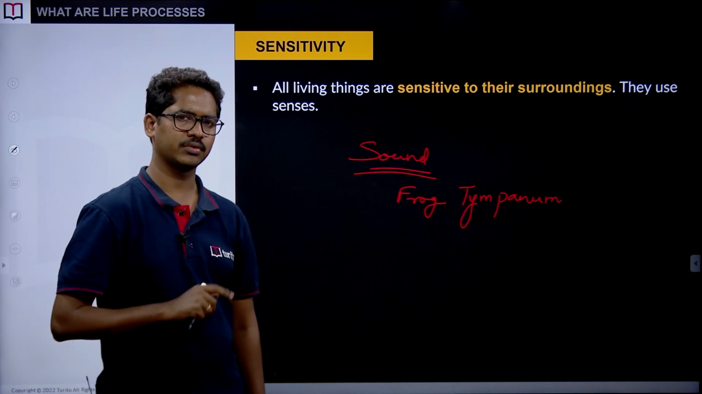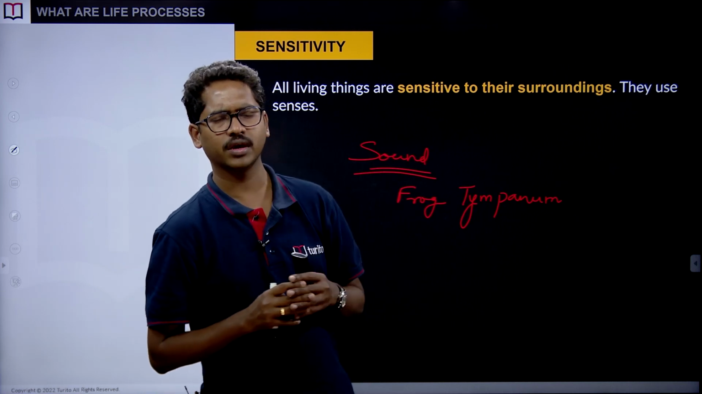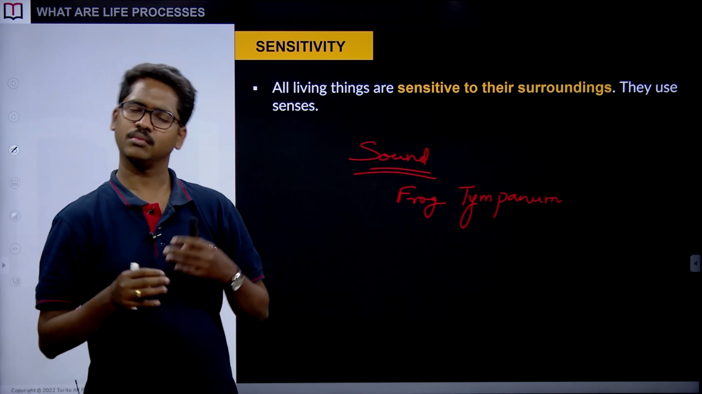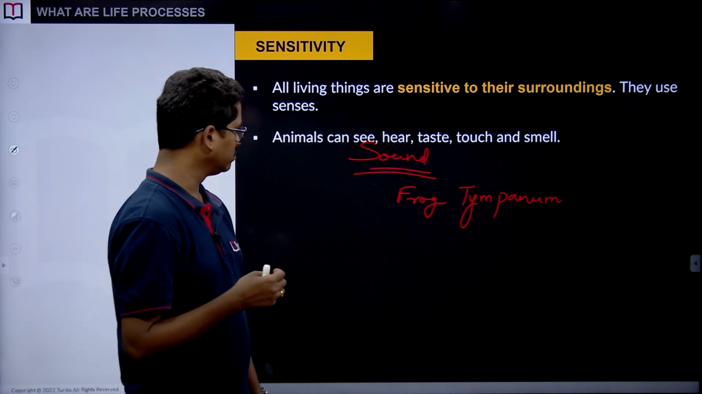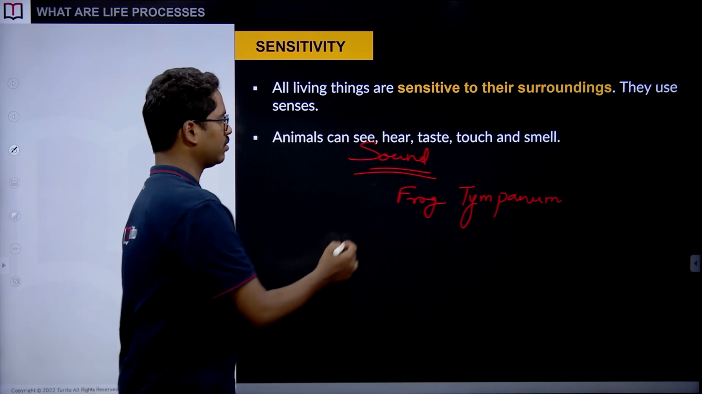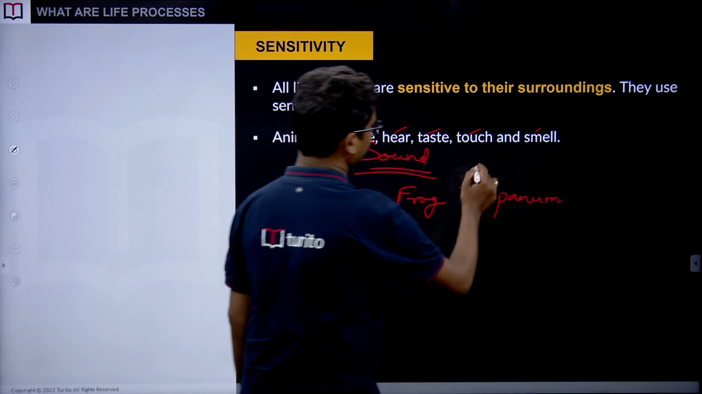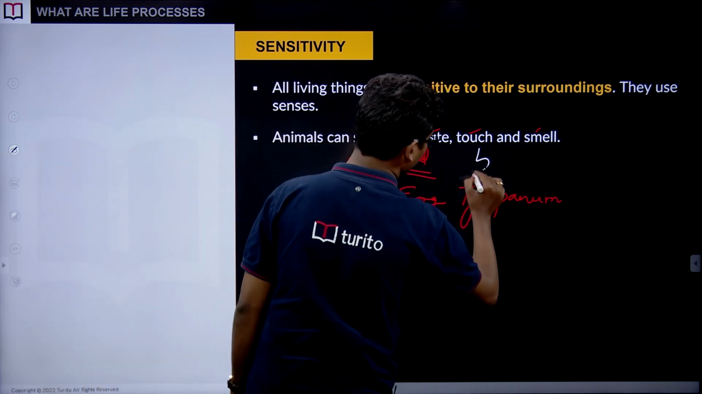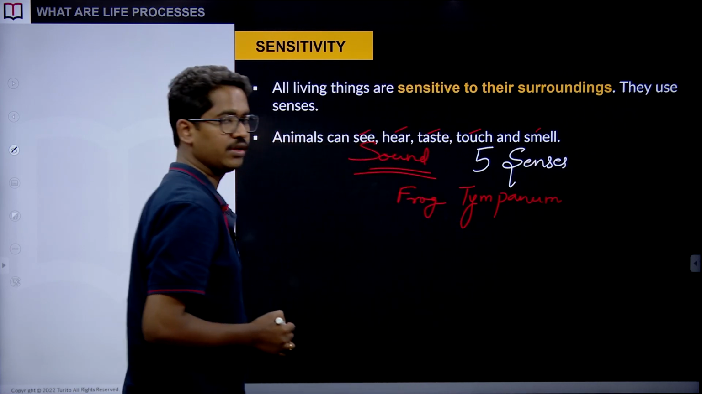So that is just one character I took, that is the sound. How about light? There are some organisms, when they live inside the caves for longer years, they do not have eyes at all, but still they are able to sense the light in their own way. So there are different ways. All animals can see, hear, taste, touch and smell. So they can sense all of these, that is, seeing, hearing, taste, touch and smell. That is nothing but five senses.